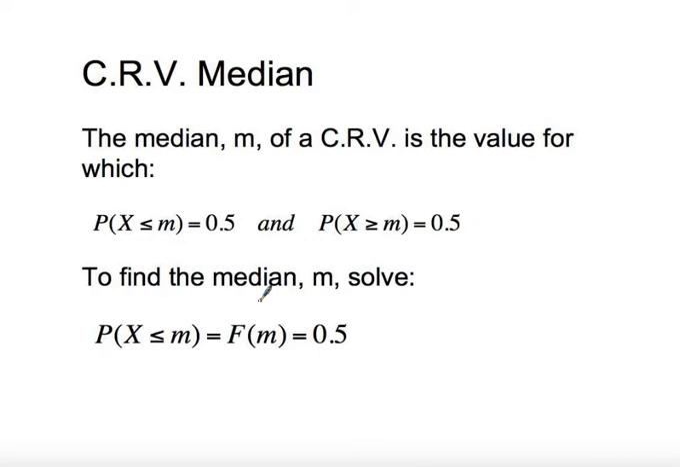So now we're going to look at finding medians and quartiles. The median m of a continuous random variable is the value for which the probability x is less than or equal to m is equal to 0.5, and the probability of x being greater than or equal to m is also 0.5. It is the value that is going to be right in the middle of the distribution. So to find the median, we need to solve and find when the probability of x less than or equal to m is equal to 0.5. And to do that, we use the cumulative distribution function.